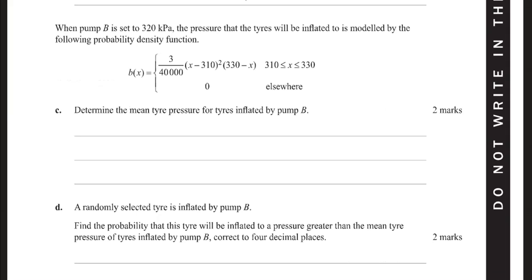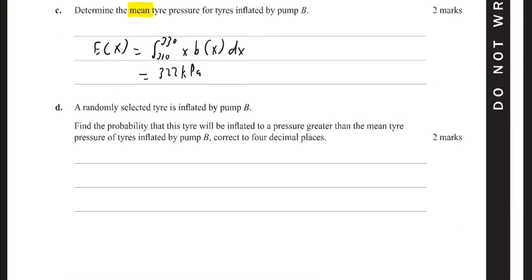Now we're moving on to pump B, and we're given the following probability density function. Now we have to determine the mean for part C. That's E of x equals the integral from 230 to 310 of x times b of x dx. That's equal to 322 kPa.